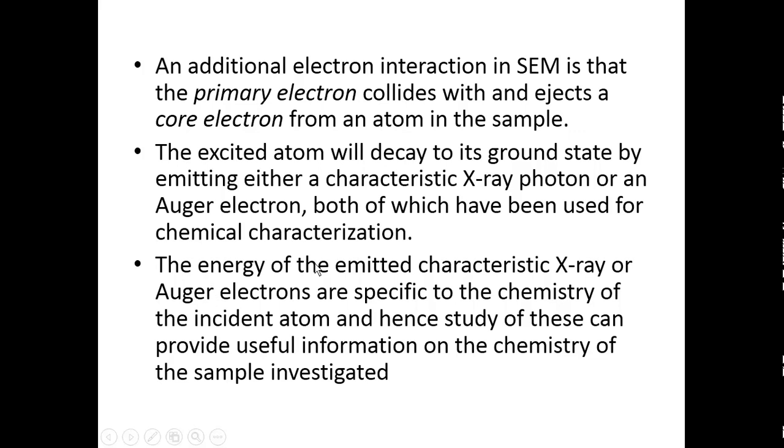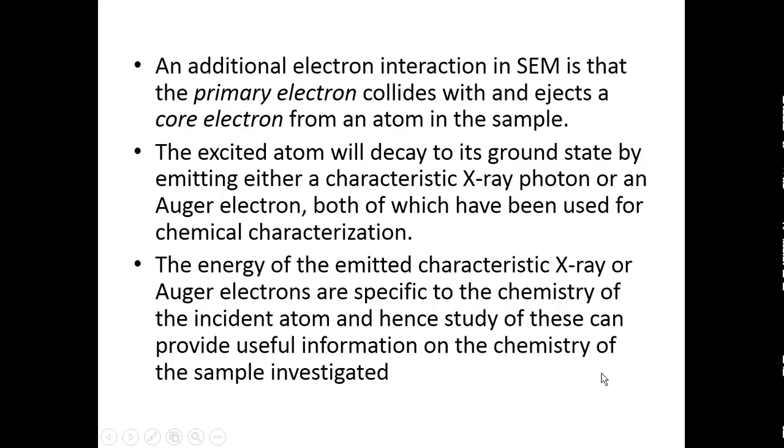Okay, the energy of the emitted characteristic X-ray or Auger electron are specific to the chemistry of the incident atom, and hence the study of this can provide useful information on the chemistry of the sample investigated. So the chemistry of the sample could be very easily understood with the help of X-ray emission produced by the hitting of the SEM electron beam, or by the production of Auger electrons and their characterization. That will also give the idea of the chemistry of the incident atom, and hence the chemistry of the sample investigated. Okay.